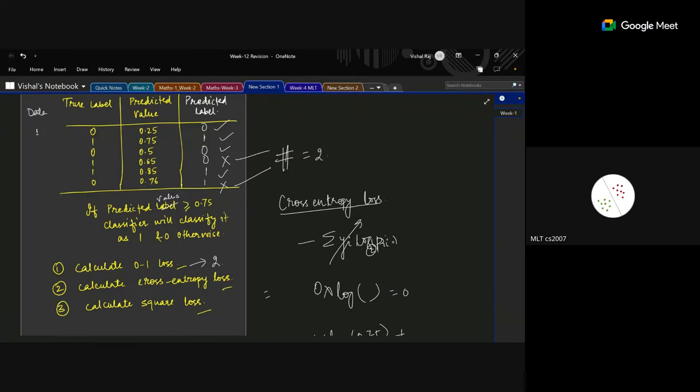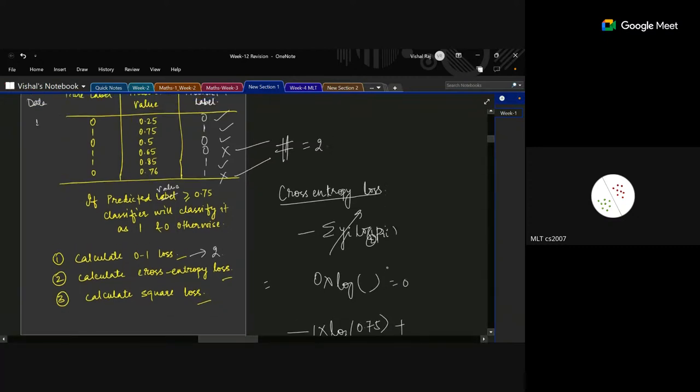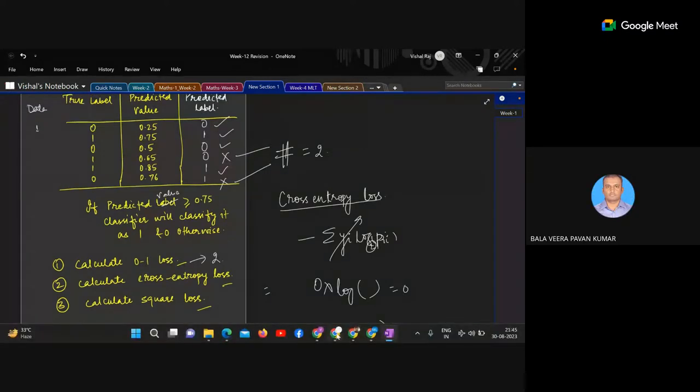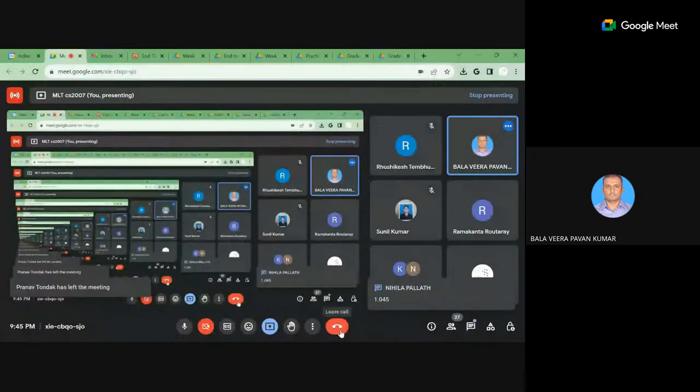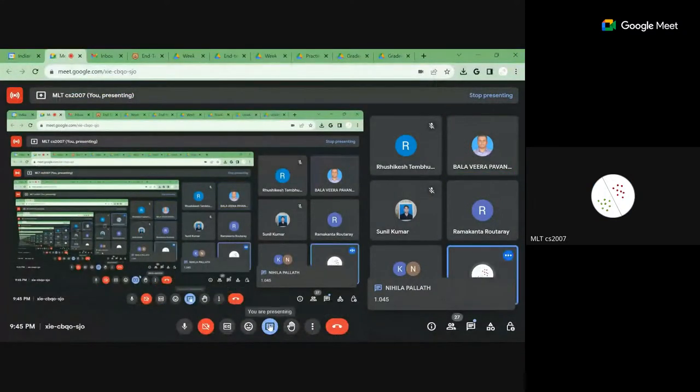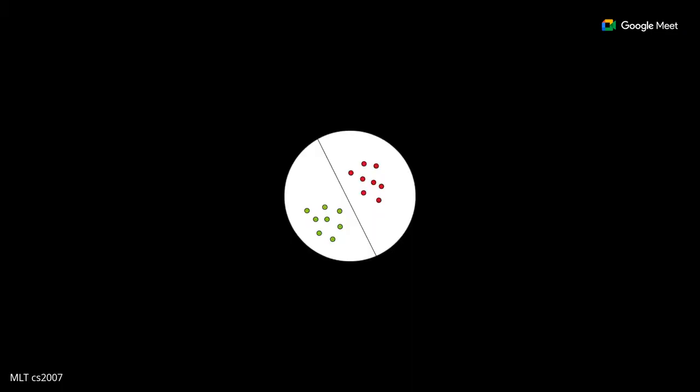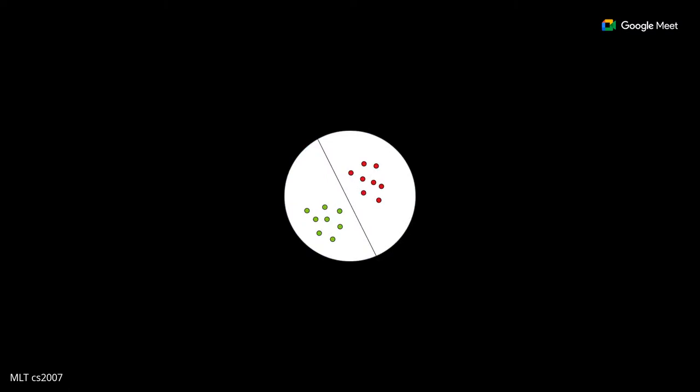What's the value you're getting? One multiply log 0.75 plus cross entropy. Cross entropy we require to measure depending upon the true value, right? What did you say? True value? Yeah, depending upon the true value. Yeah, correct.